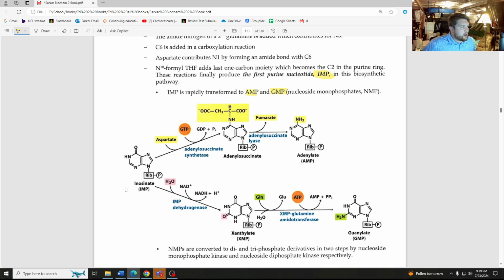There's our IMP. This is just showing this reaction, how we're going to go to our AMP or our GMP. If we think about when we talk about DNA, RNA, we have our G, our A, our C, our T. Remember, G goes with C, A goes with T.